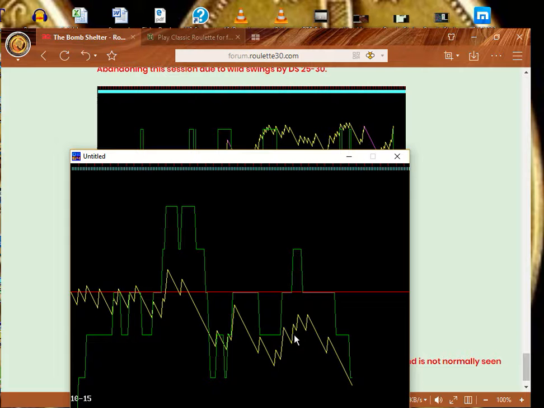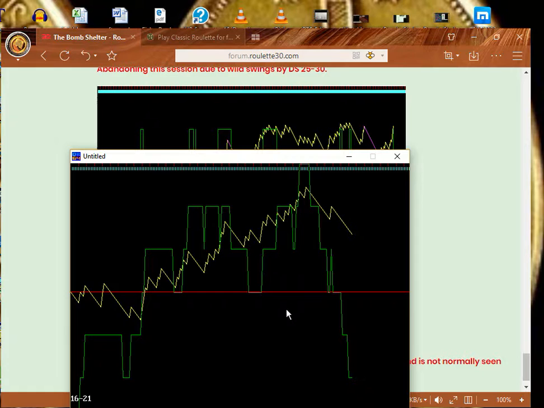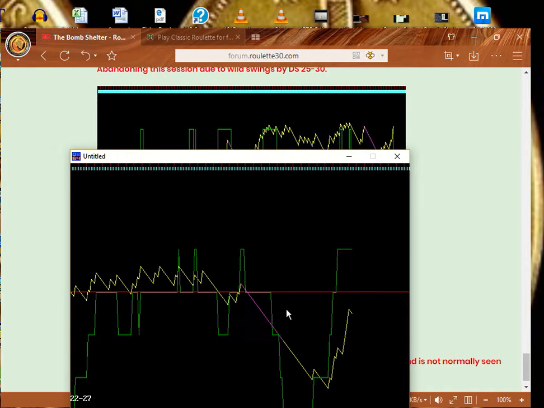And another example, here's another one. 10 to 15, bam, bam. Okay, here's 13 to 18. That was our neighbor. And that was, again, basically wildly up here and then had a PLE. So this is like early session activity, I guess. Okay, here's 22 to 27.